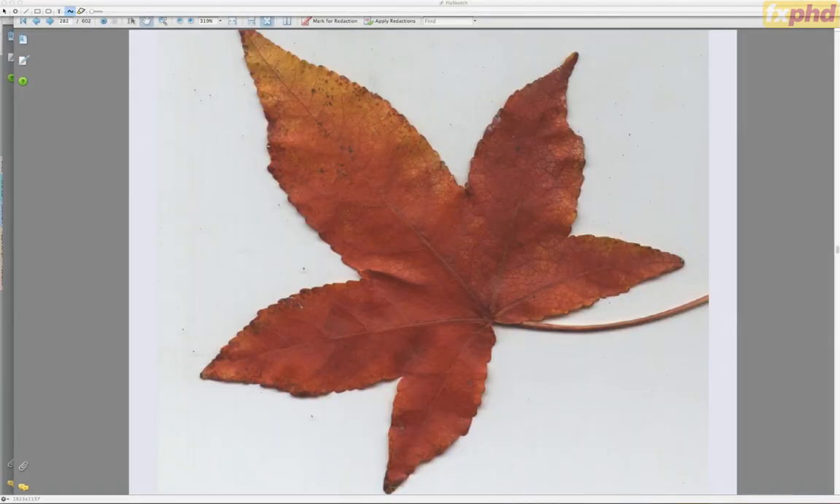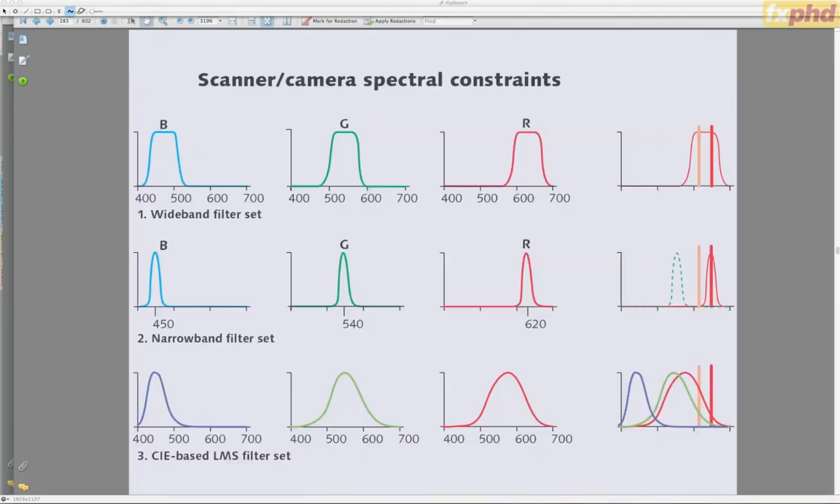Let's use as our canonical example a leaf, which I digitized 20 years ago in California. It was the closest thing that I could find to a maple leaf, but it's not actually a maple leaf, that being the national tree of Canada. But it's got some reds, some oranges, some yellows. I'll use those as my examples.